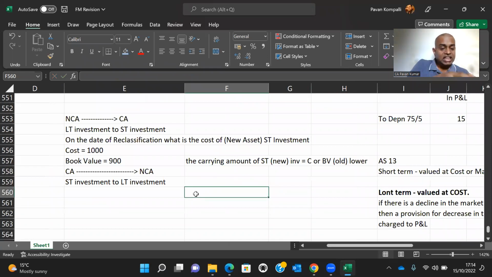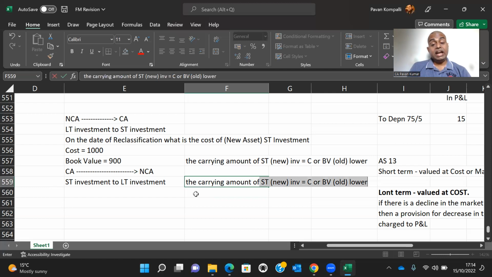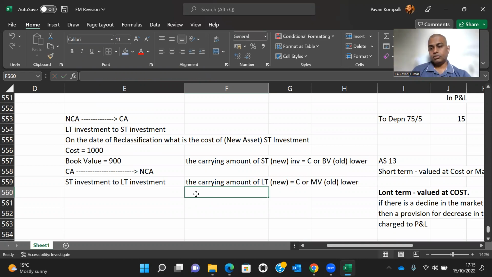When a long-term investment is converted into short-term investment, the carrying amount of short-term investment is the cost or book value of the old asset, whichever is lower. Here, the carrying amount of long-term, here long-term is new, because in this situation short-term is converted into long-term, is equal to cost or market value of old, whichever is lower. Khatam. Full stop. The whole concept is over.